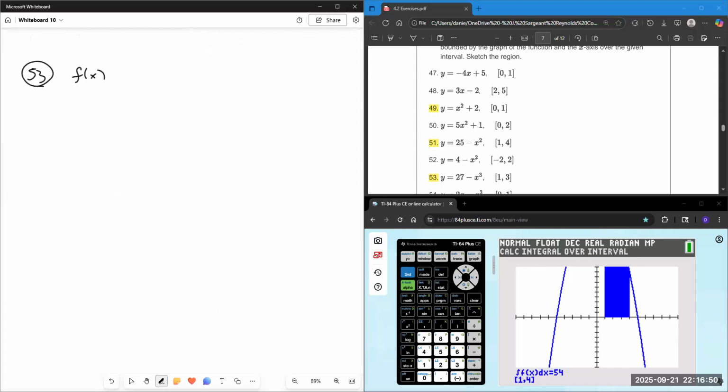F of x is equal to y is equal to 27 minus x cubed from 1 to 3. You may be thinking, based off of what I've been doing with my calculator, why would anybody do this by hand if we can just do it with a calculator?